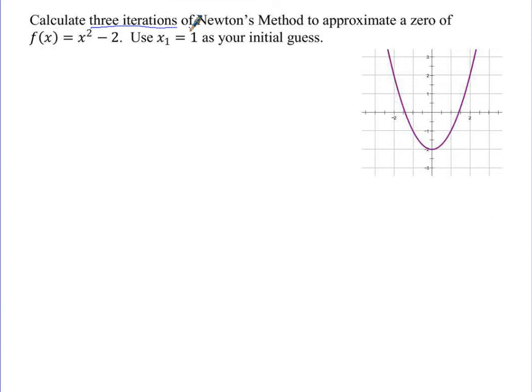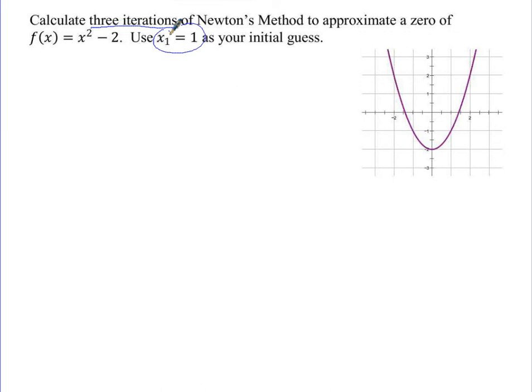Once we get to x sub 3, we are done, I believe. Sorry, x sub 4. 3 iterations. So x sub 1 to 2 would be 1 iteration. 2 to 3 would be 2, and then 3 to 4 would be 3. Okay? Okay. So, and I'm telling you to use x sub 1 equals 1 as your initial guess.